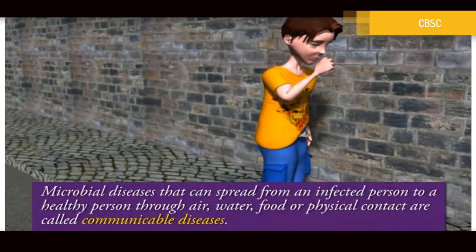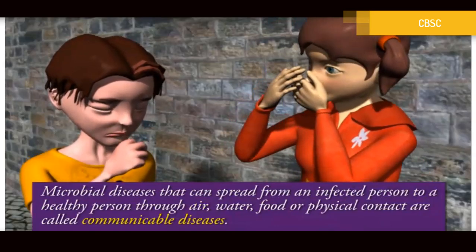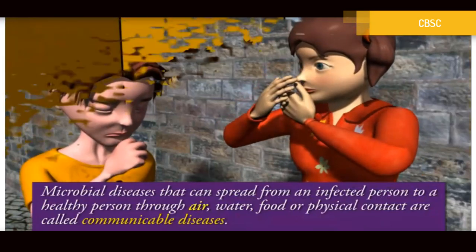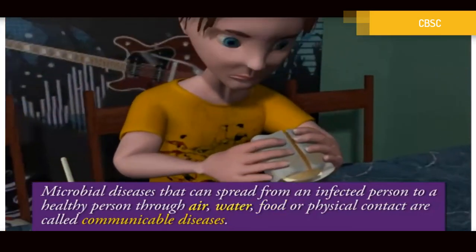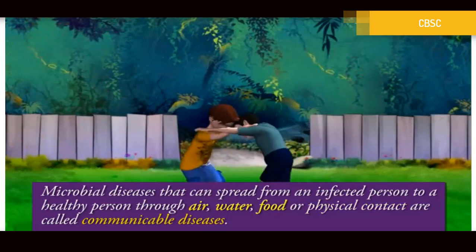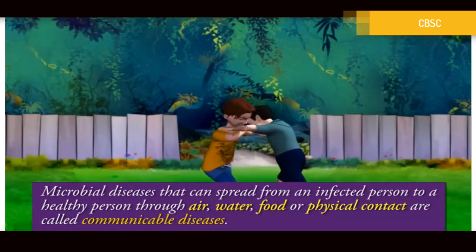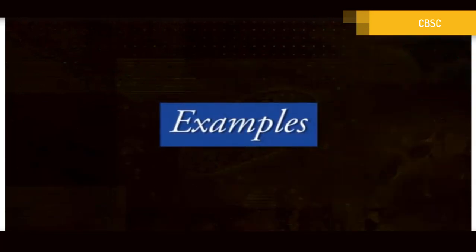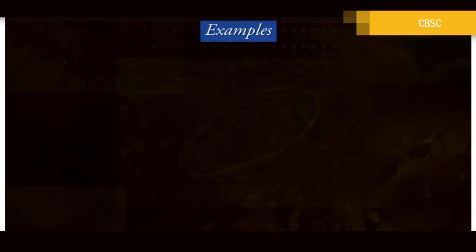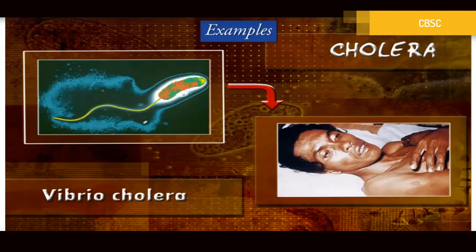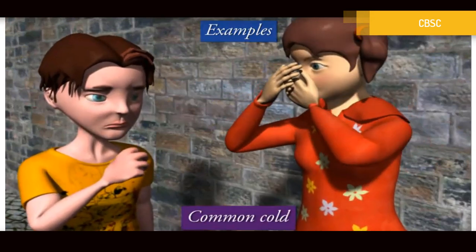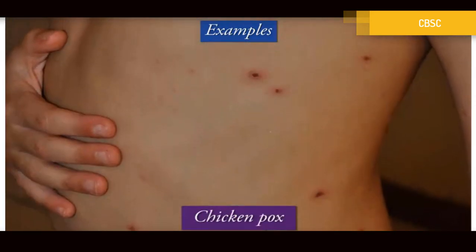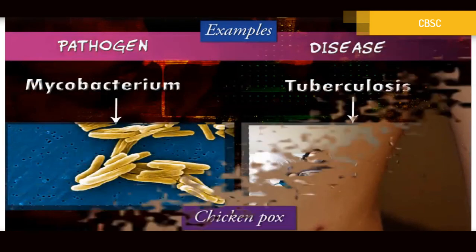Microbial diseases that can spread from an infected person to a healthy person through air, water, food, or physical contact are called communicable diseases. Examples of such diseases include cholera, common cold, chickenpox, and tuberculosis.